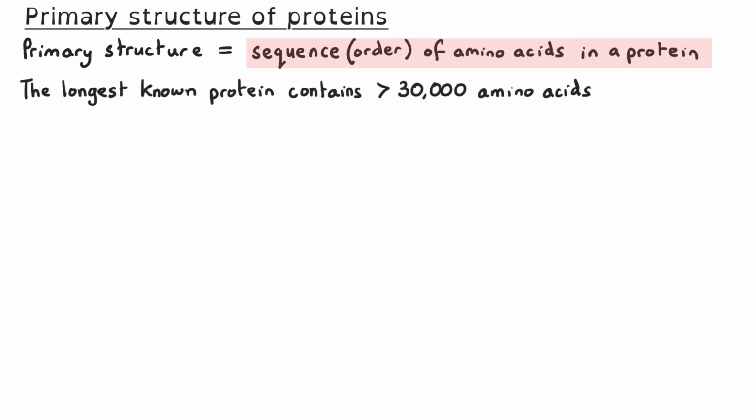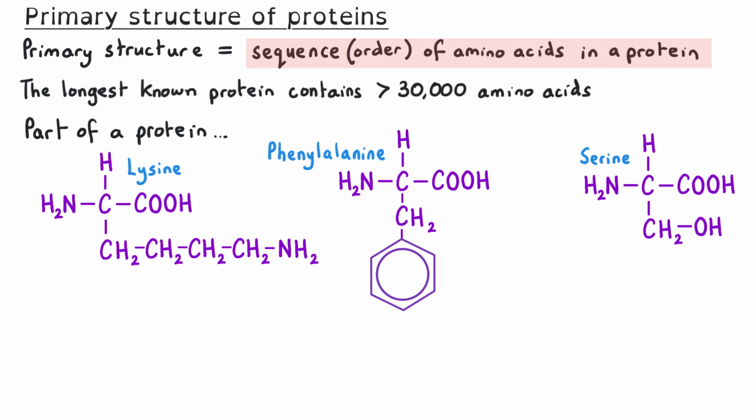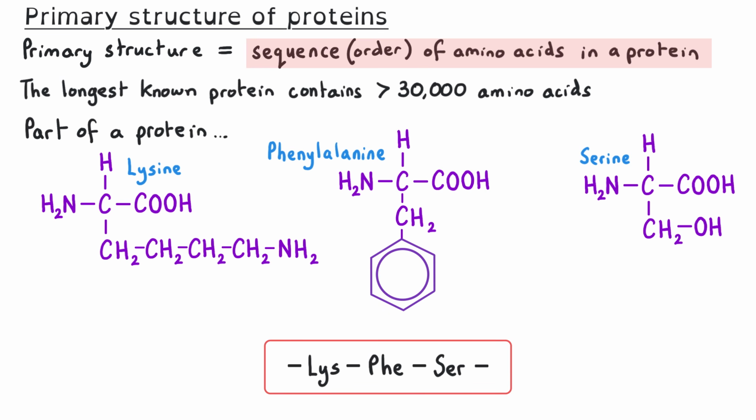To address this issue, each amino acid is given a 3-letter abbreviation for when we write the amino acid sequence of the protein. And so, if we had part of a protein with lysine connected to phenylalanine, then connected to serine, we would write each name one after the other using a 3-letter code for each amino acid. And so this sequence of amino acids would be written like this, with lys, the code for lysine, phe replaces phenylalanine, and ser replaces serine.